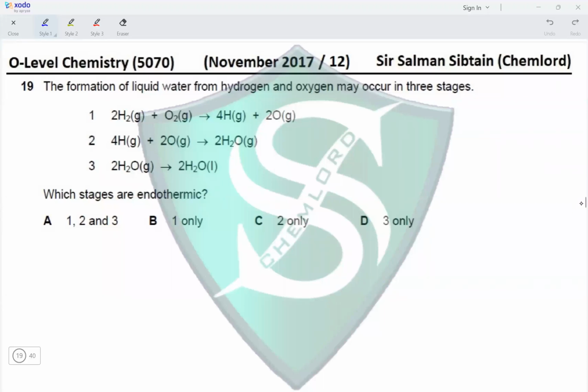Question 19. The formation of liquid water from hydrogen and oxygen may occur in three stages. In the first stage, 2 moles of hydrogen gas and 1 mole of oxygen gas are converted into 4 moles of hydrogen atoms and 2 moles of oxygen atoms. So bond breaking is taking place. So this reaction is endothermic. In the next step, we've got the atoms of hydrogen and oxygen joining together to form steam. So bond making is taking place. So this is exothermic.